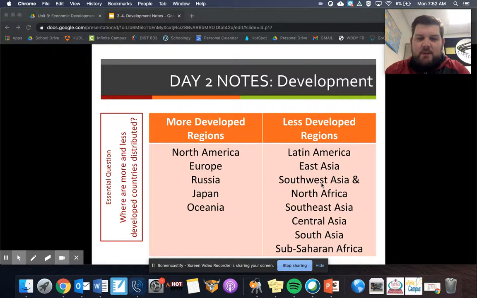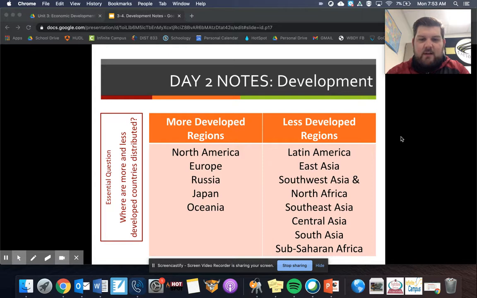All right, so here's a list of the more developed regions versus the less developed regions. My hope is that by now this makes a little more sense since we talked about it a lot on Friday. Your more developed regions are North America, Europe, Russia, Japan, and Oceania, which is Australia. Your less developed regions are Latin America, East Asia, Southwest Asia, North Africa, Southeast Asia, Central Asia, South Asia, and Sub-Saharan Africa. So most of Asia, most of Africa, and Latin America is where you're going to find your less developed regions.